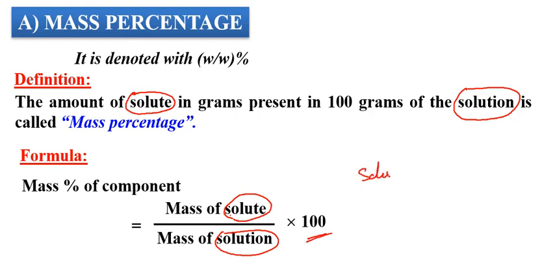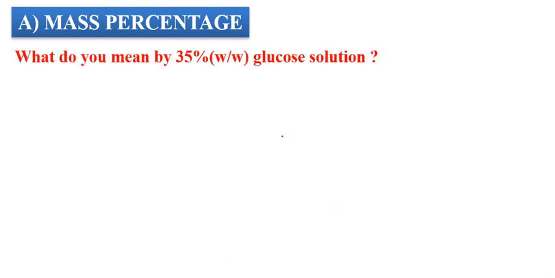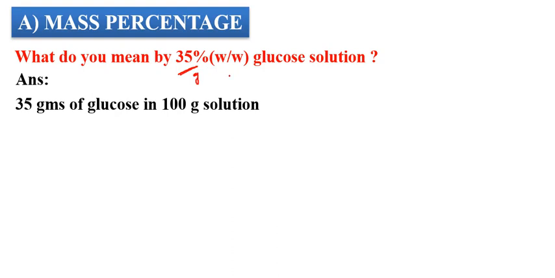Here you have to know that solution equals solute plus solvent. Based on this, numericals will be there. You can see next. What do you mean by 35% W/W glucose solution? That means 35 gram of glucose is present in 100 gram of solution.